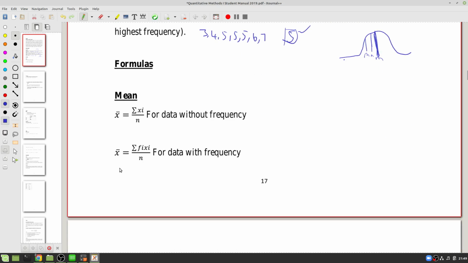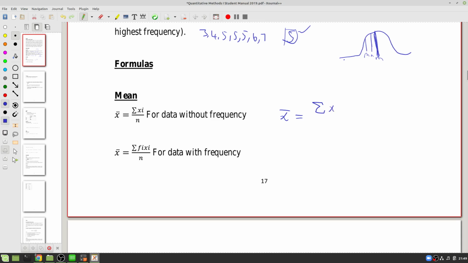So this is the formula. All this says is x bar, that's just the symbol for mean. So x bar equals... Now what does this thing mean? That's just the capital S in Greek, called sigma. Sigma we always use to mean sum of. So it means we're going to add everything to the right of this together.